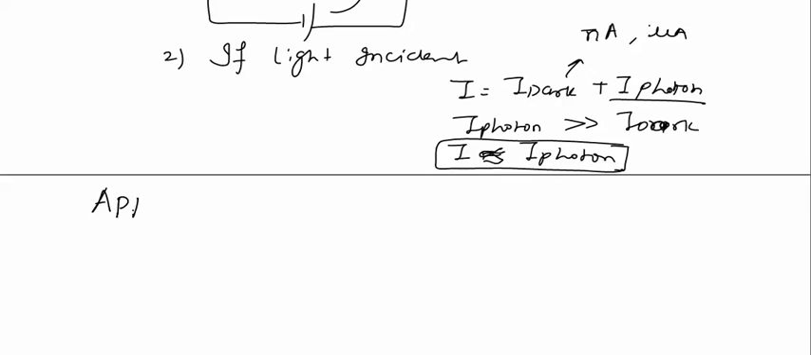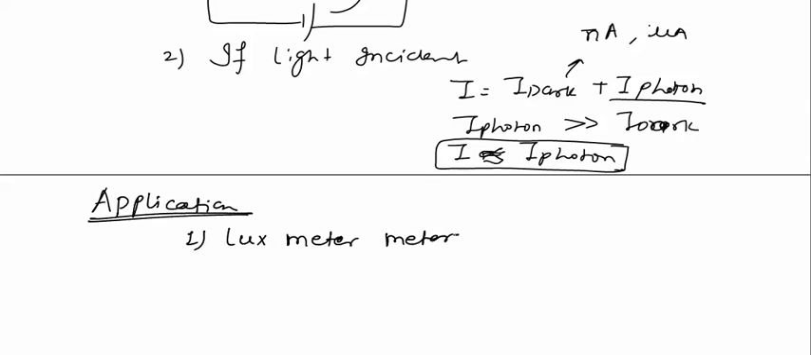Applications of this diode. This diode is used in lux meters, which are used during cricket matches to see the light. Number two, it is used in TV. In the TV, it is used to sense the light which is emitted by the remote.